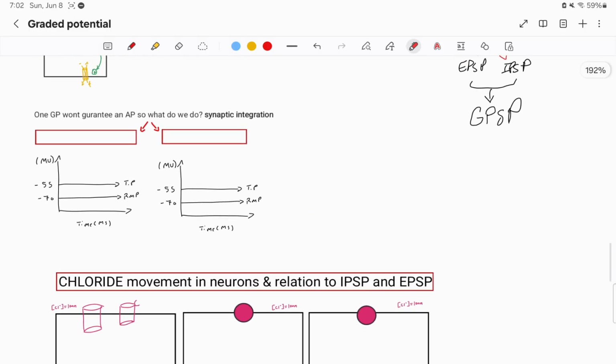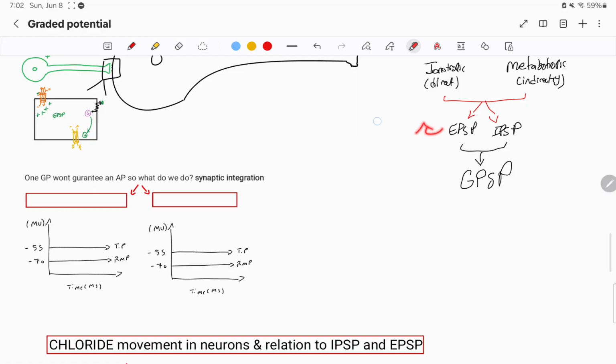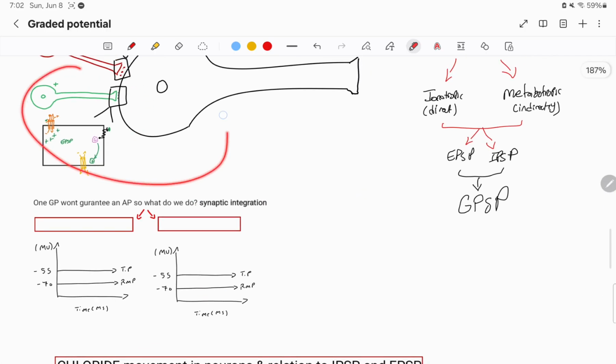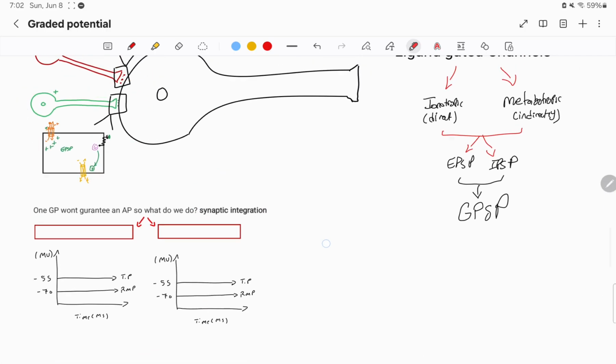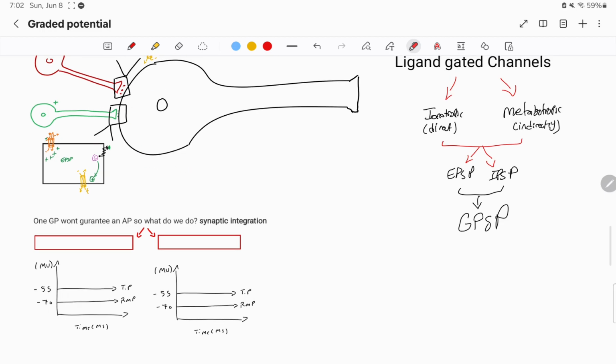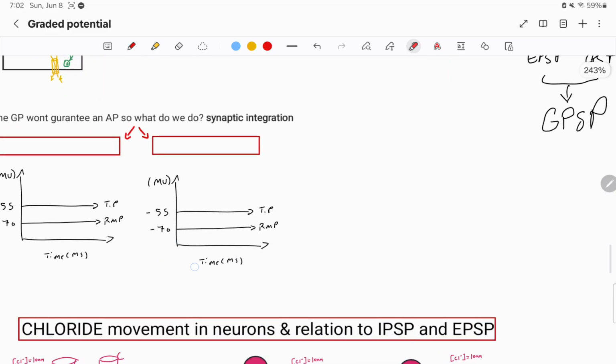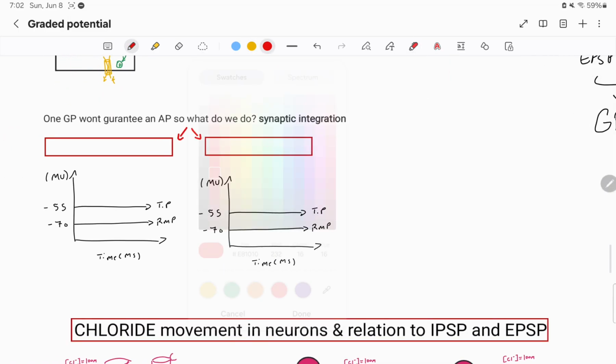But one graded potential doesn't guarantee an action potential, right? Because we said they can vary in magnitude, and it can be as small as 0.5 millivolts, and that's no good to me. So if I want to cause an action potential, what do I have to do? I have to do something called synaptic integration. Basically, I will take every single input that is occurring on the actual postsynaptic membrane, and I will integrate them together, okay?